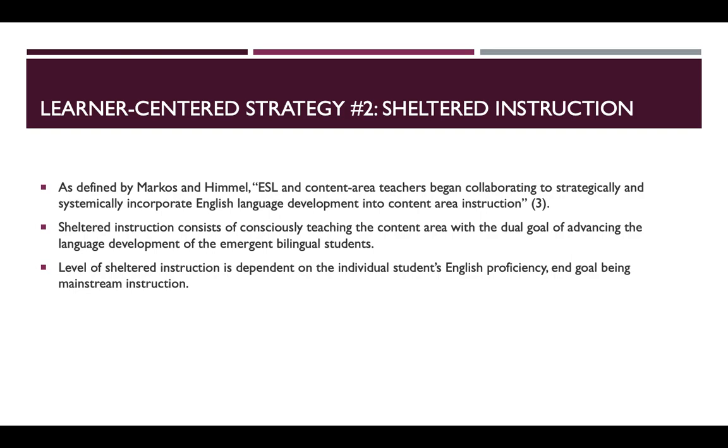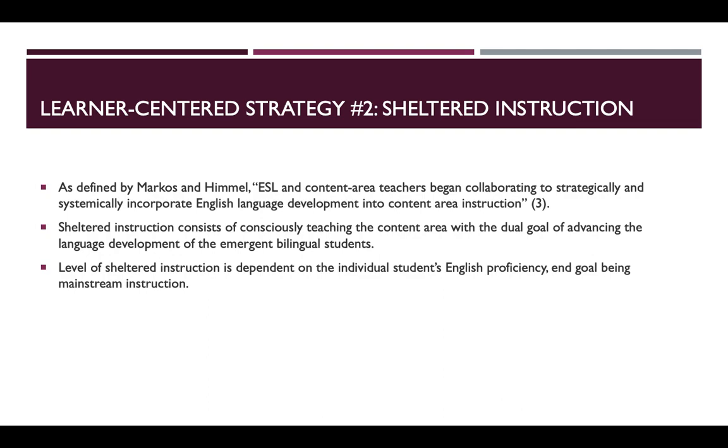This includes providing keywords and content vocabulary in both languages as well as alternative assessments to see if students are grasping the content regardless of their English proficiency. The level of sheltered instruction is dependent on each individual student's English proficiency, with the end goal being the student eventually receiving only mainstream instruction in the content area.